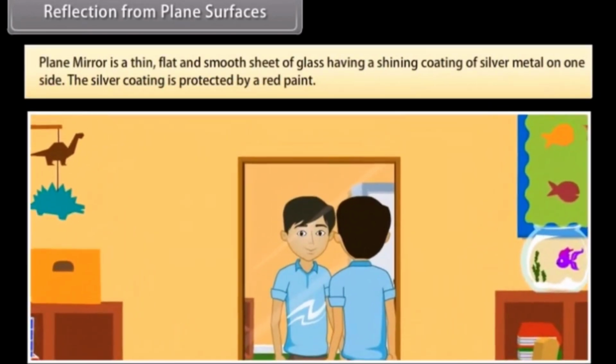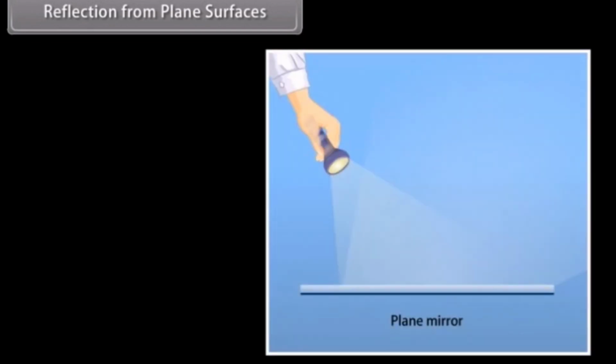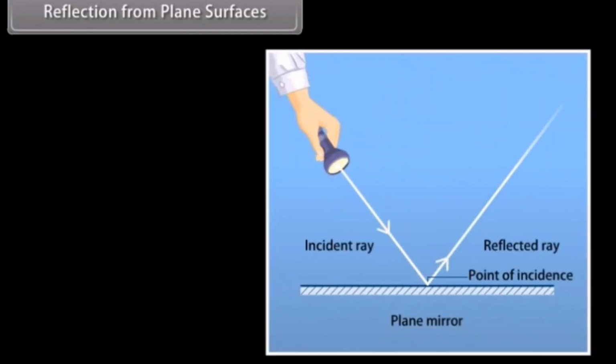Reflection from plane surfaces. Plane mirror is a thin, flat, and smooth sheet of glass having a shining coating of silver metal on one side. The silver coating is protected by a red paint. Meaning of important terms are as follows to understand the figure.